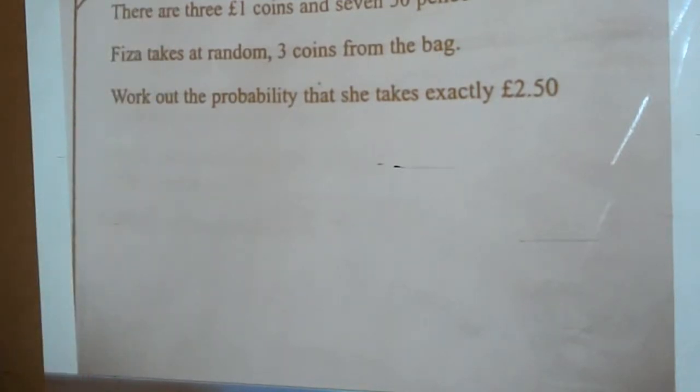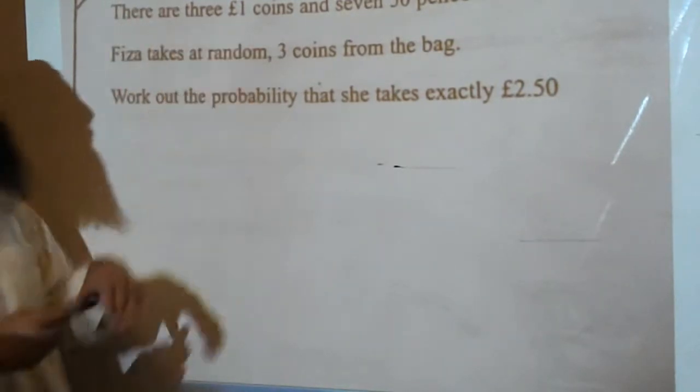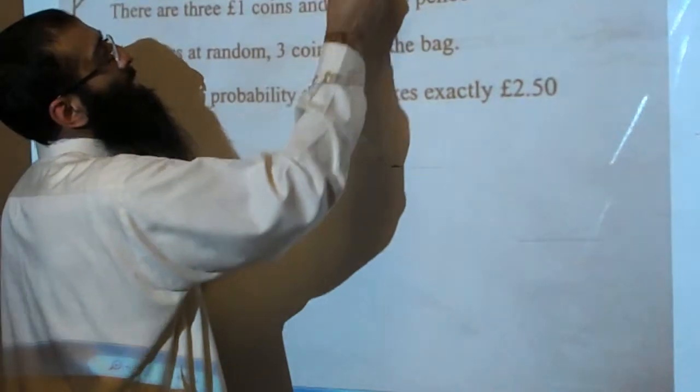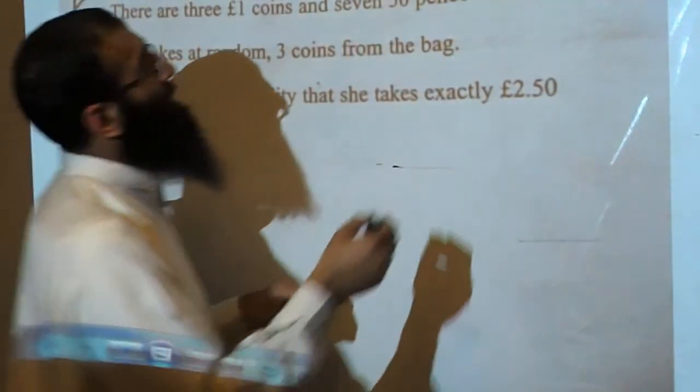Pfizer has 10 coins in the bag. There are 3 £1 coins and 7 50p coins.